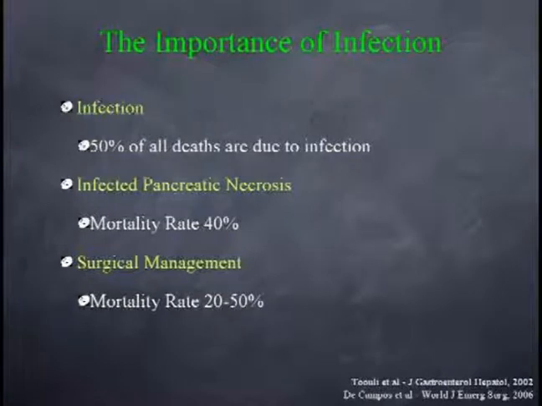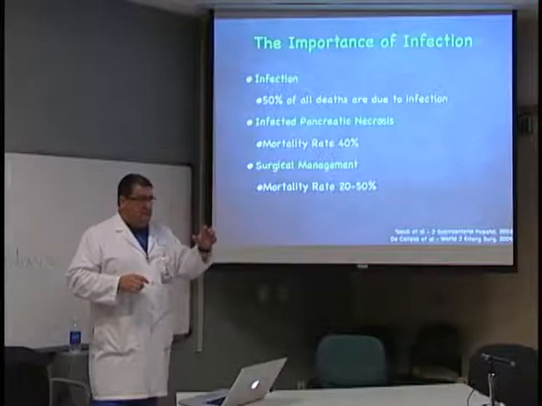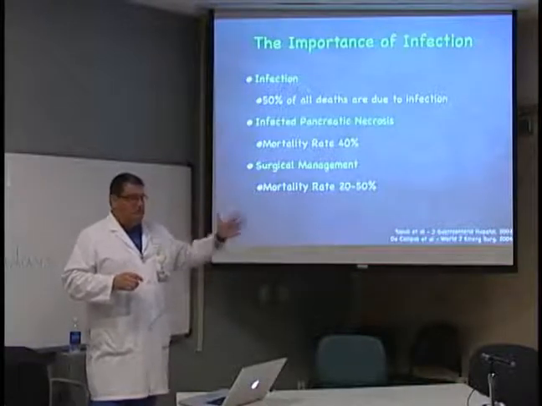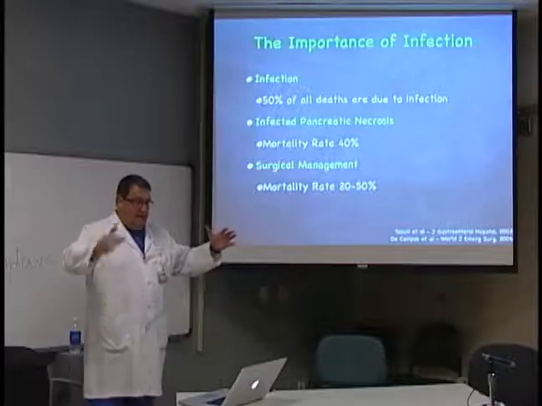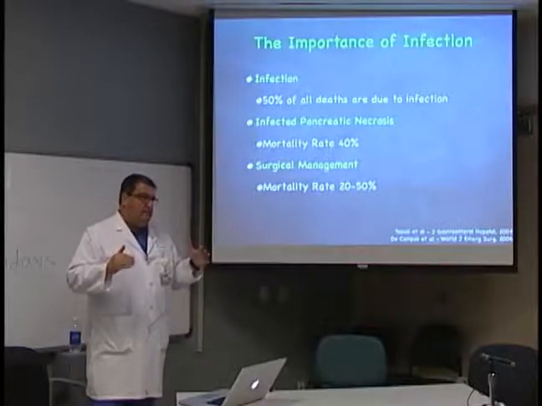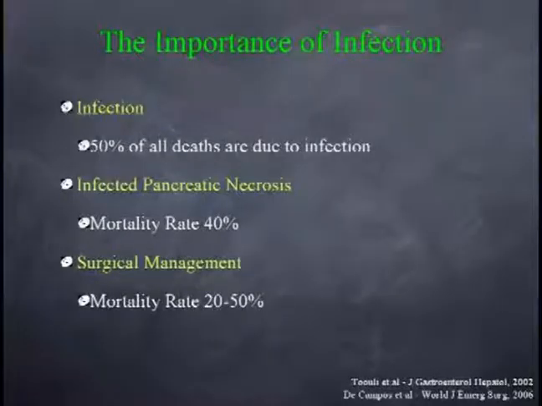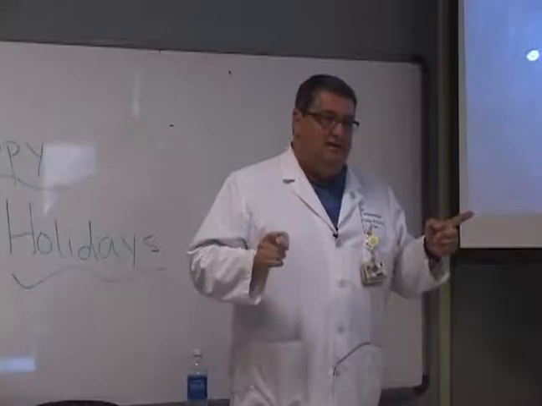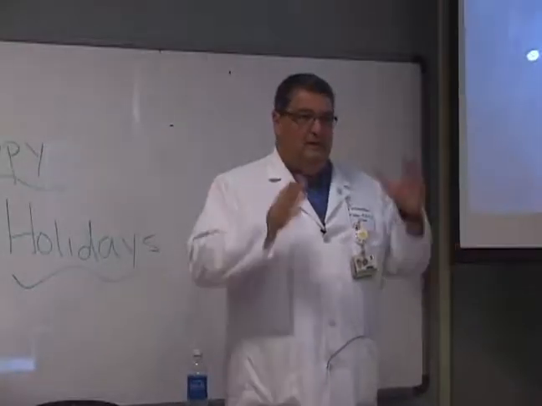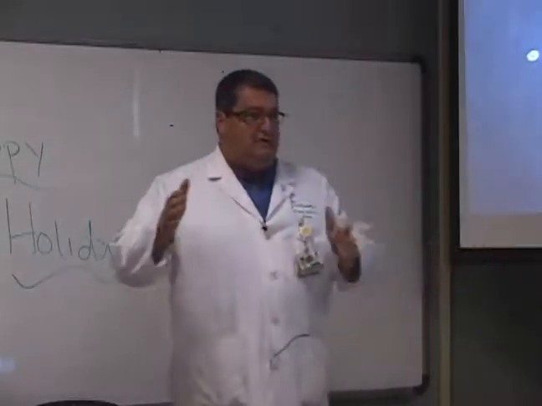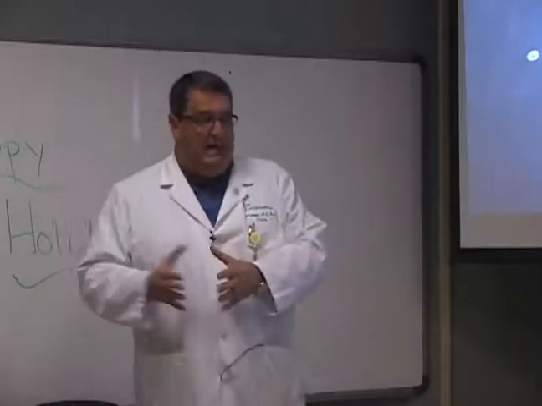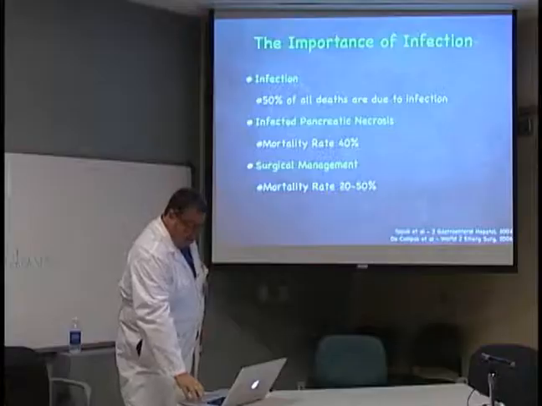Now, infected pancreatic necrosis carries a mortality of 40%. So if you have severe pancreatitis, defined by those criteria that I just described to you, and you have infected pancreatic necrosis, mortality will be 40%. Now, surgical management of infected pancreatic necrosis carries a mortality rate that varies between 20 and 50%. So no matter how you look at this problem, when infection is present, you know that the likelihood of that patient dying approaches 50%.